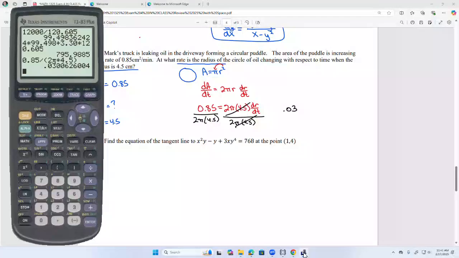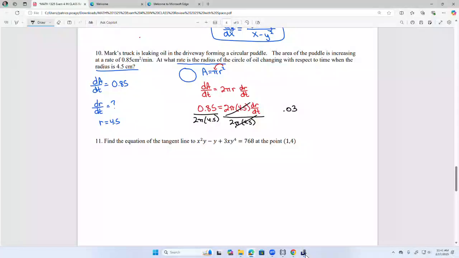And what I was looking for here was the rate of change of the radius. So the radius is, since it's positive, it's increasing by 0.03, and we're talking centimeters per minute.